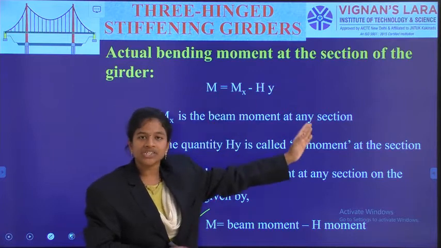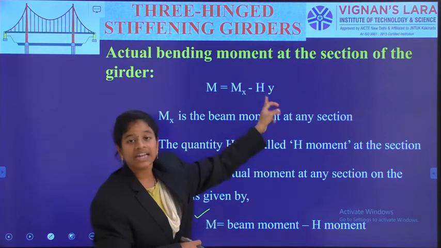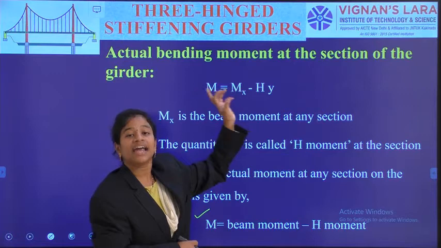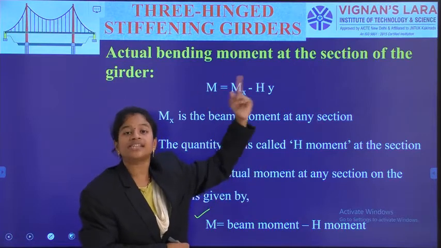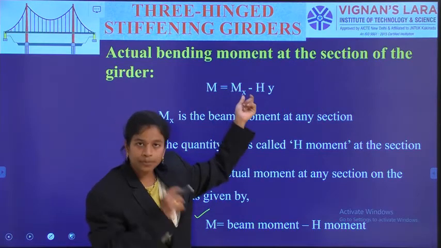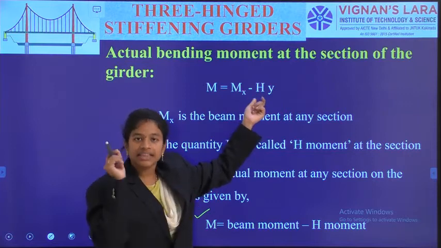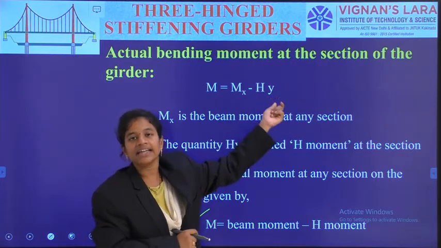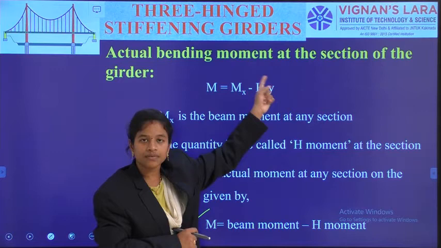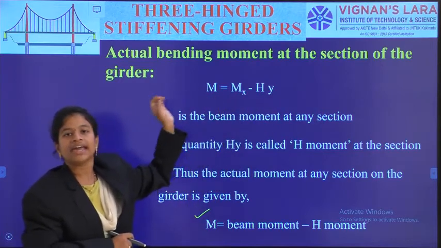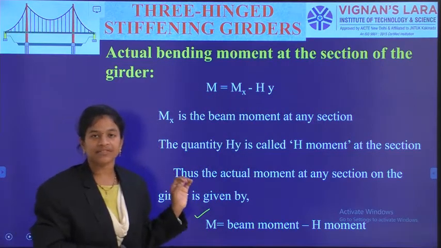If we want any position, for that position we will calculate y, the structure's capital H, and that position's original beam moment. That position's original beam moment, that position's y answer, and capital H of the cable. Involving these three only, the actual bending moment in the girder will come.